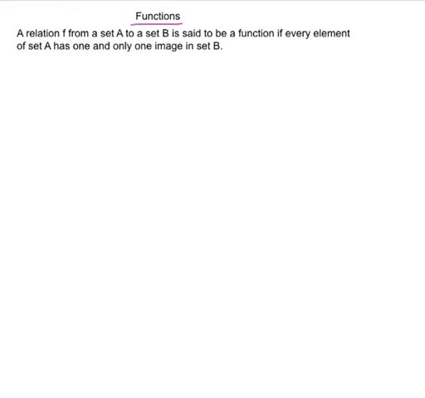A relation from set A to set B is said to be a function if every element of set A has only one image in set B. That is, every element of A should have a unique image in set B. Then it is called a function.